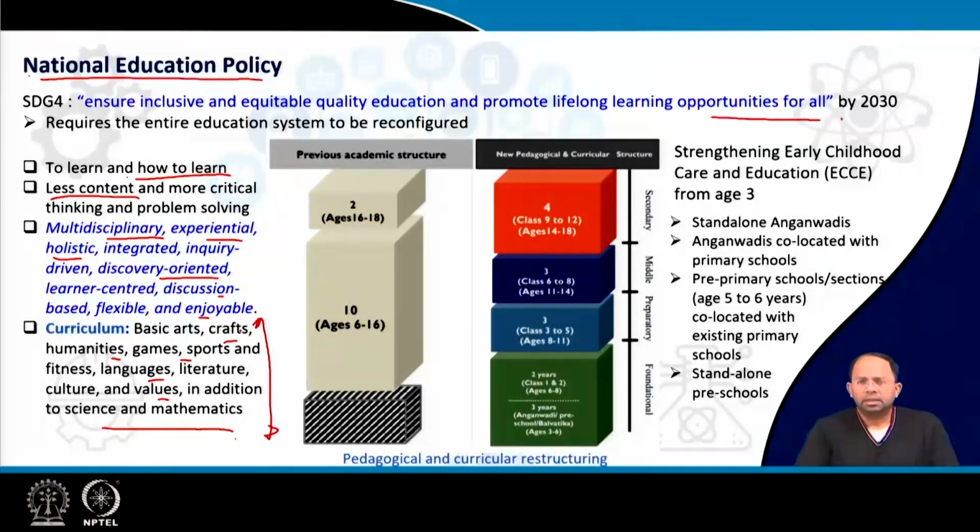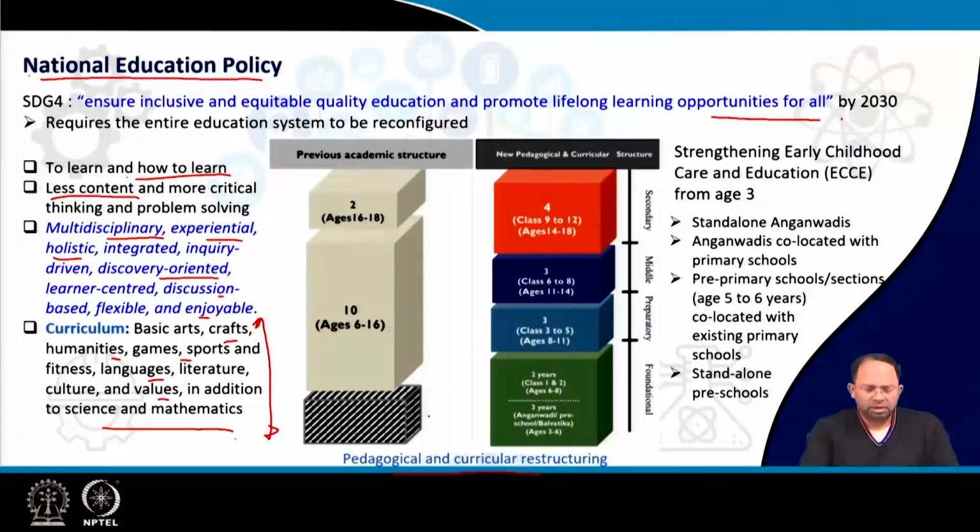Now, to do this, very much importance has to be given to pre-primary, because that is when the mental growth of every child happens, during these initial years. So huge stress has to be given to pre-primary education. So the pedagogical and curricular structure has to be changed or revamped totally.